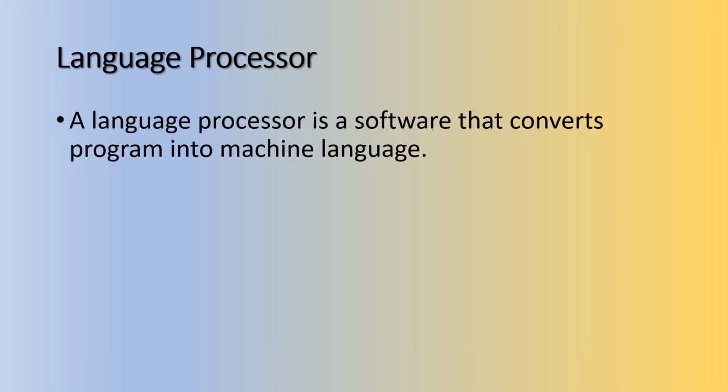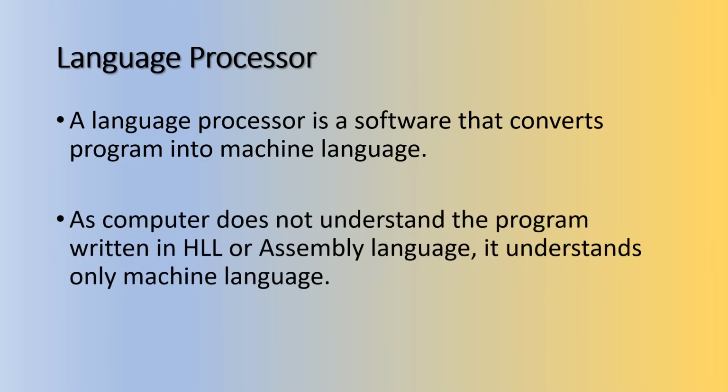Language processor. A language processor is a software that converts program into machine language. Children, we are going to study about different language processors today. As computer does not understand the program written in HLL or assembly language, it understands only machine language. This we already know that computer understands only machine language. So whatever we are writing in HLL or in assembly language, we have to convert it. So we need a language processor for conversion into machine language.